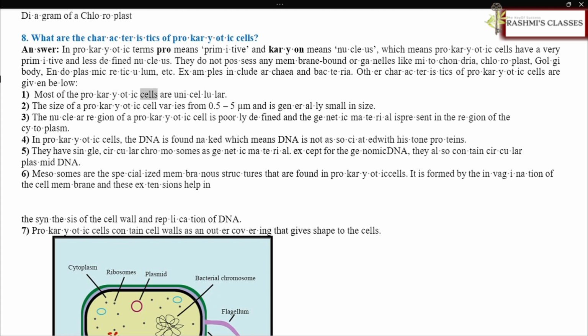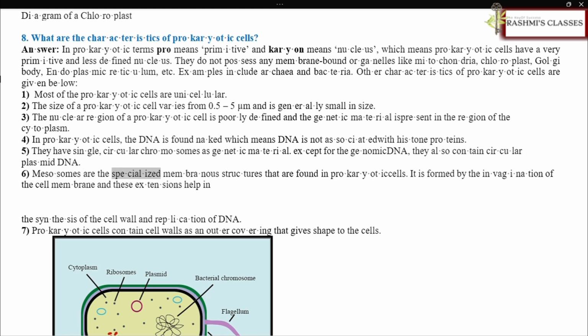Most of the prokaryotic cells are unicellular. The size of a prokaryotic cell varies from 0.5 to 5 micrometres and is generally small. The nuclear region of a prokaryotic cell is poorly defined and the genetic material is present in a region of the cytoplasm. In prokaryotic cells, the DNA is found naked, which means DNA is not associated with histone proteins. They have a single, circular chromosome as genetic material. Except for the genomic DNA, they also contain circular plasmid DNA.